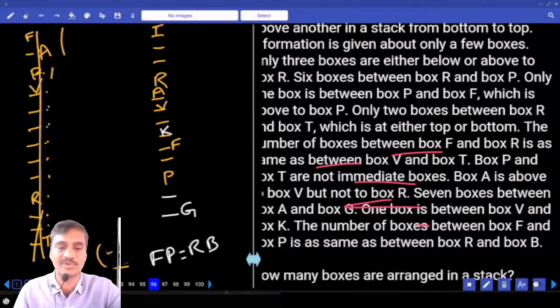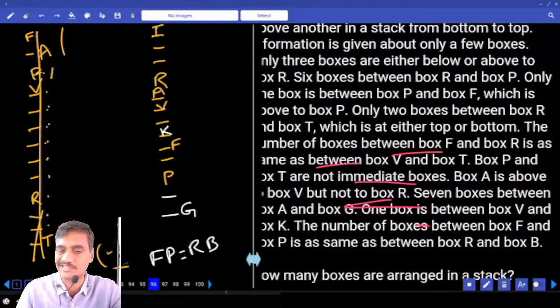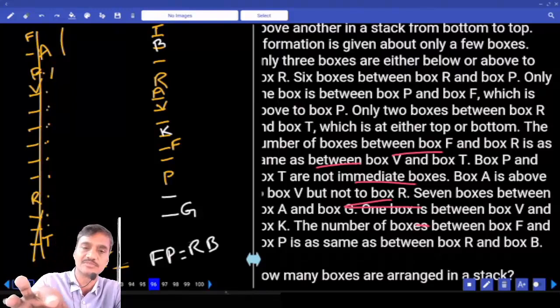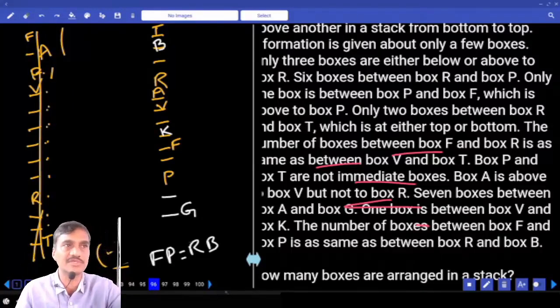F and P there is exactly 1. And again between R and B we need to have exactly 1. B must be at this place. Done? Now this is the final arrangement we have.